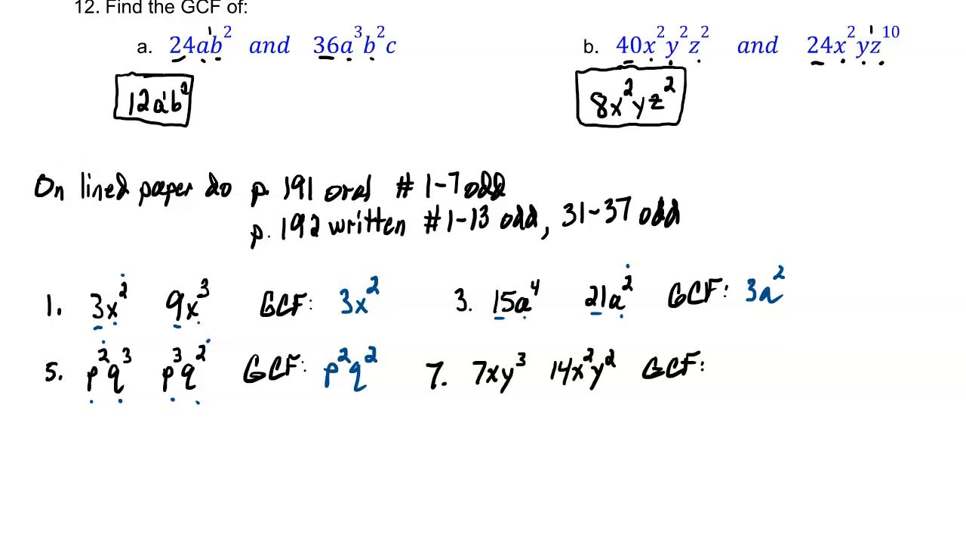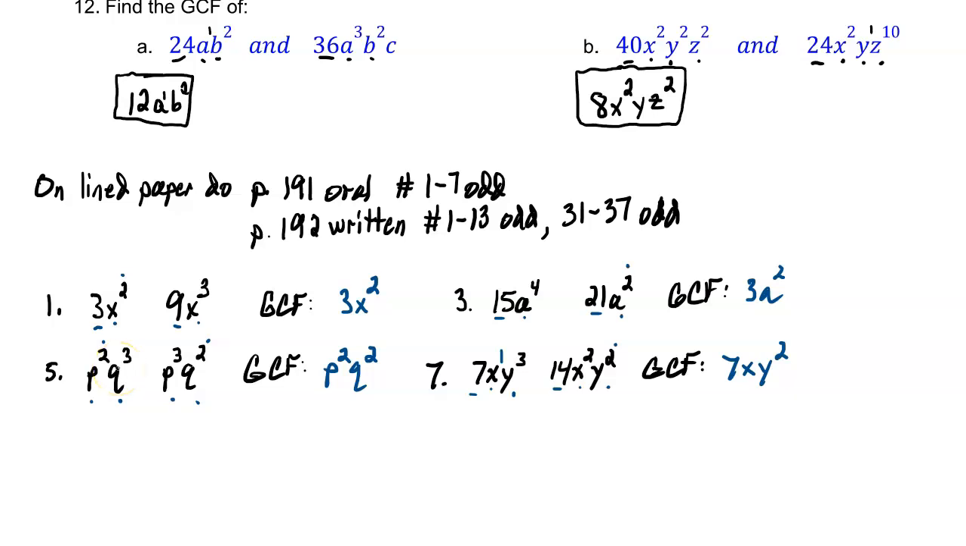Number 7, given these two monomials, what is the greatest common factor? Looking at the 7 and 14, the largest factor that is common to both is 7. Now the variables. There is an x in both places. The smaller power is the x to the first power. There is a y in both. The smaller power on the y is y to the second power.